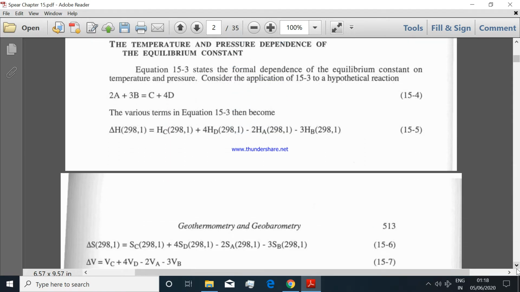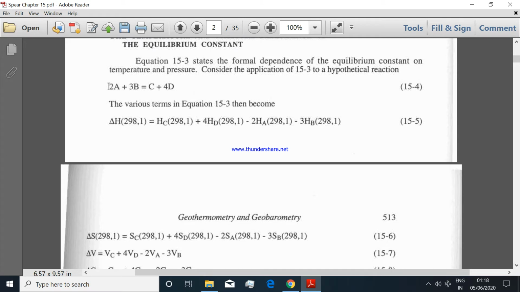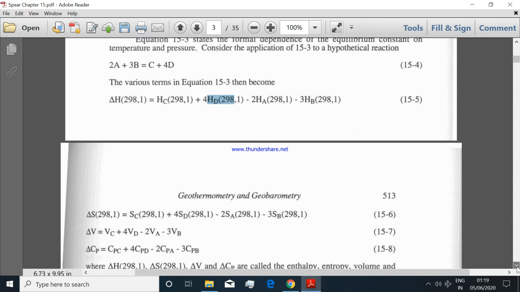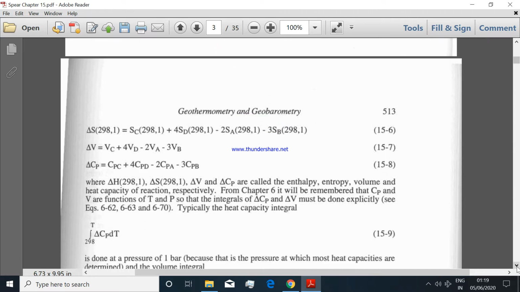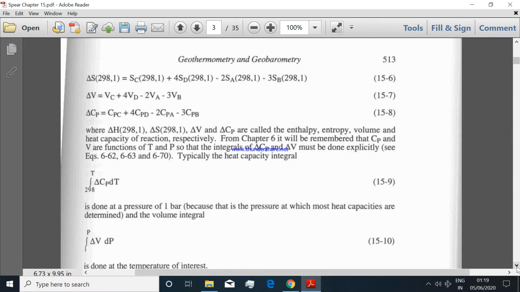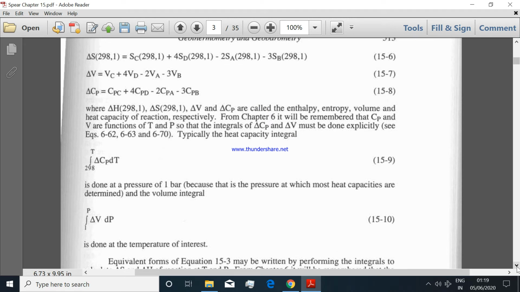Suppose this is a reaction where we have 2 moles of A reacting with 3 moles of B to form C plus 4D. Then the enthalpy change will be that of C plus 4D minus 2H of A minus 3H of B. The entropy change will be the same, the volume change will be the same, and this will depend upon the molar proportions of enthalpy, entropy, volume and the heat capacity of the reaction. These values can be constructed from the table, and from chapter 6 it will be remembered that Cp and V are functions of temperature and pressure.